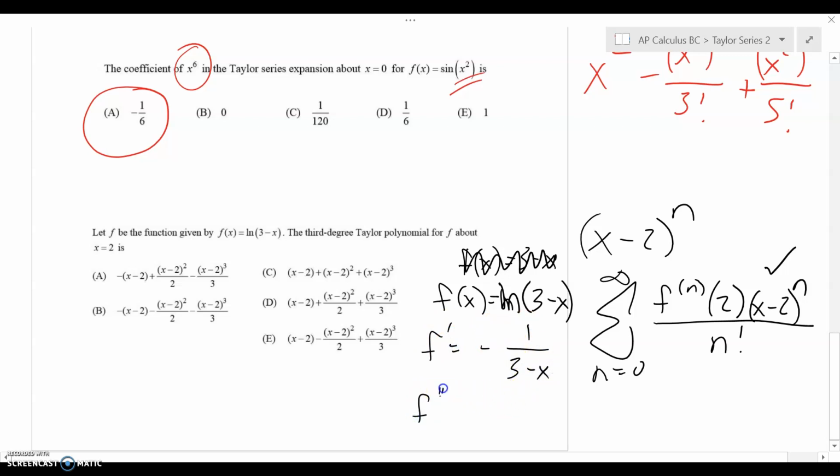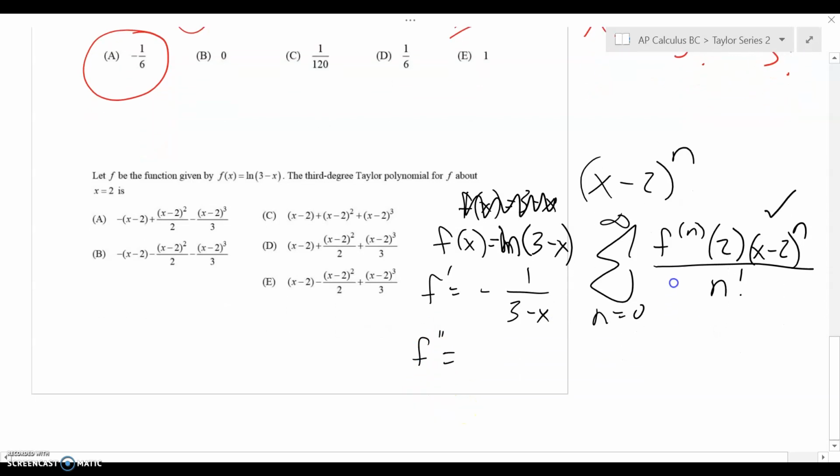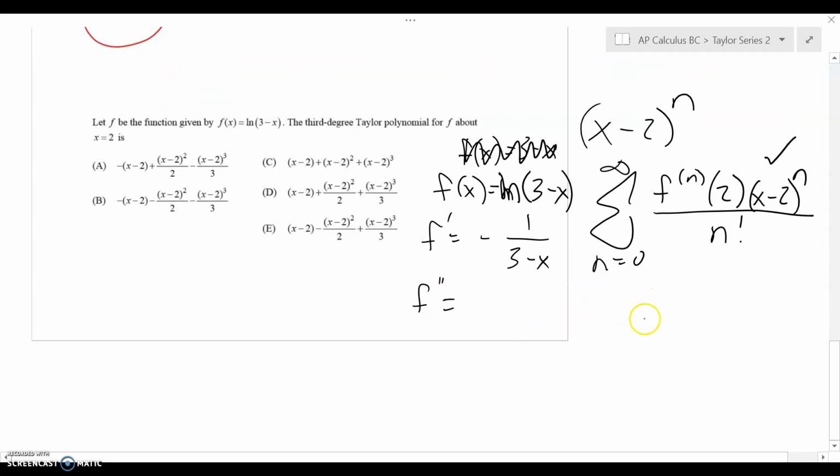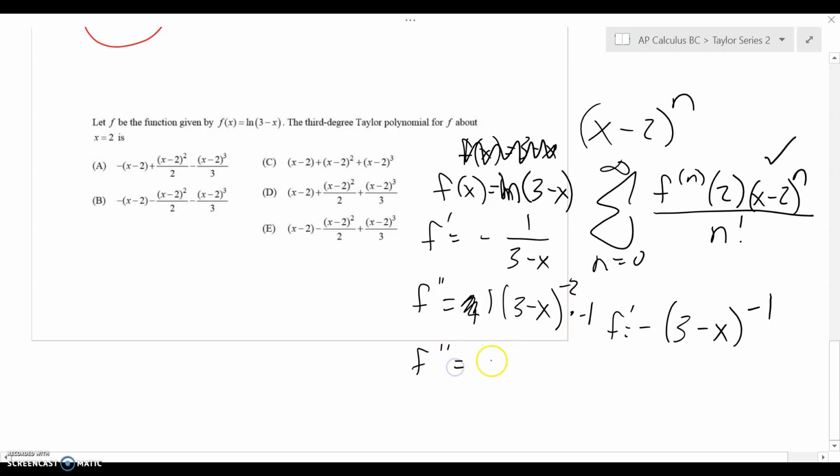And our second derivative, let's see, I'm going to rewrite that first derivative as a power. Just helps me to see it. So there's that first derivative written down as a power. That negative power is going to move out front. I've got a positive 1 out front, and then a 3 minus x on the inside. Drop the power by 1 when we take a derivative, multiply by the derivative of the inside. So that means my second derivative is going to be negative 1 over 3 minus x squared.